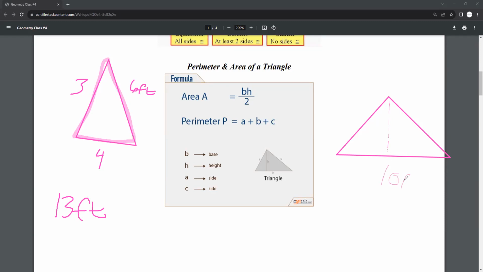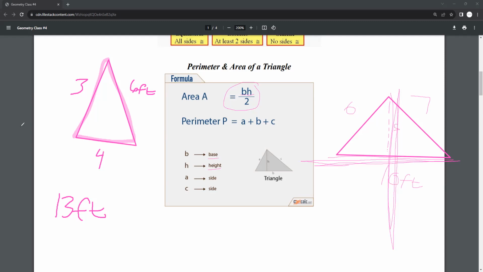Area is finding the space within the shape. So let's say this was 10 feet and this is 5 and this is 6 and that's 7. Well, for area, it's base times height divided by 2. Base is always the bottom of the shape. Height is how tall it is. You can see there they are perpendicular. They will always be perpendicular.